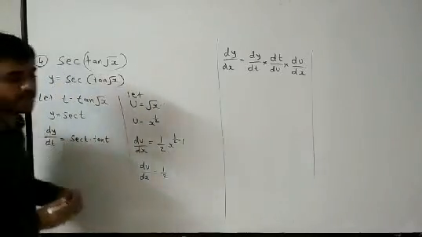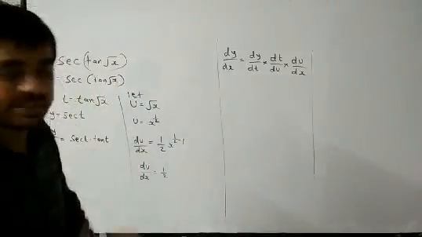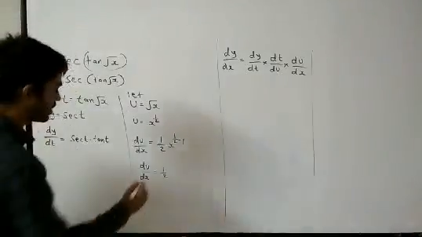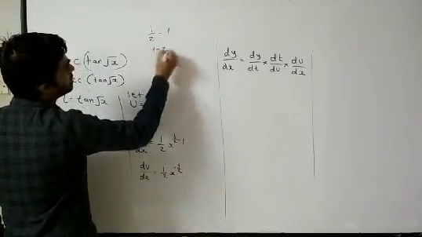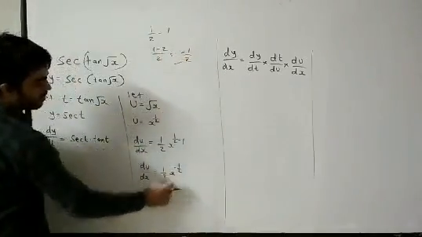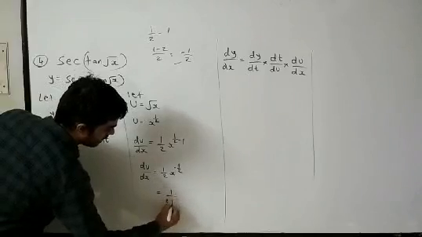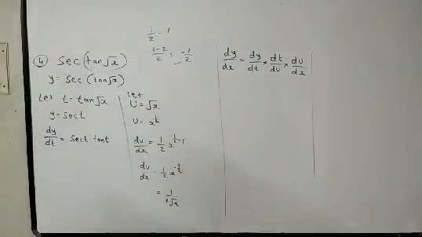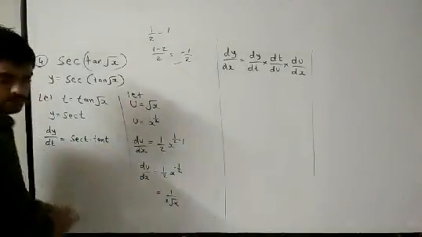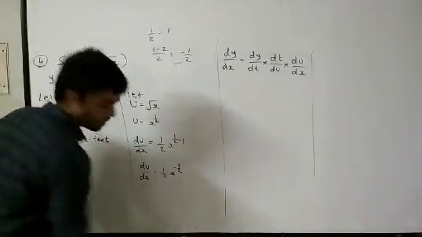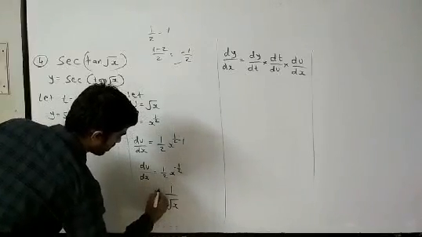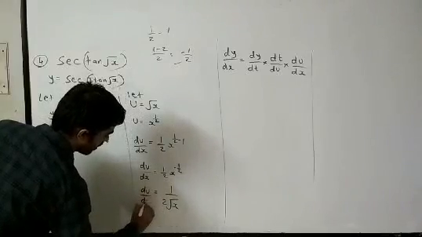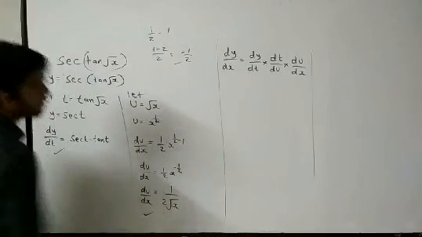Now du by dx is half into x raised to half minus 1, right? Half minus 1: if we take half out of one, half remains, but if we take one out of half, we have to give more, so it is minus half. So 1 minus 2 by 2 is minus half. So I am writing 1 by 2 times under root x, right? Du by dx is equal to 1 by 2 times under root x. That is du by dx.